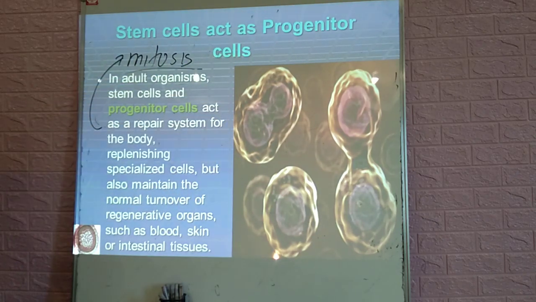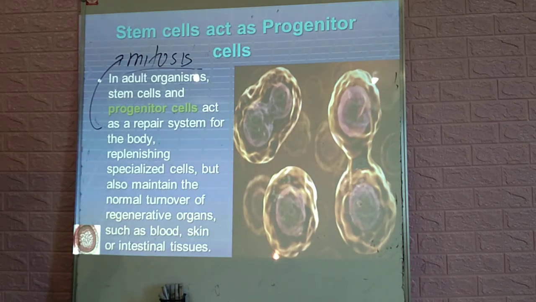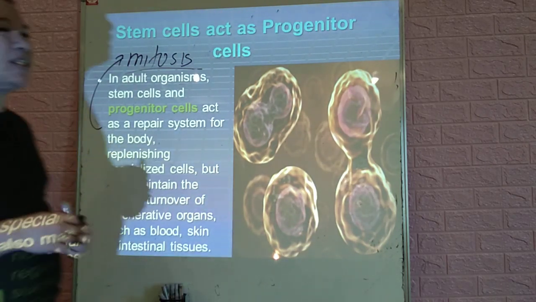That's why normal cells tend to have this specific process known as mitosis, because as they differentiate, as they grow, as they divide into other cells, guys, they will tend to increase the number of cells and at the same time increase the function. And eventually, as it progresses into its lifespan, it may now differentiate according to what it is coded for. So this will replenish the specialized cell. And aside from that, it will also try to maintain the normal turnover of regenerative organs such as blood, skin, and of course, intestinal tissues.